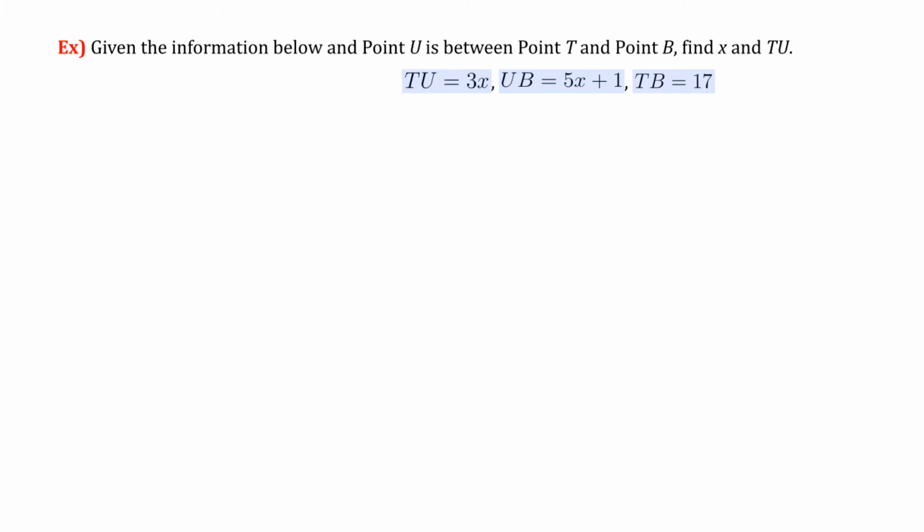All right, so first thing that we need to take care of is our picture. It says that point U is between point T and point B. So let's begin again with a segment. And because point U is in between, we know then that point U is going to go somewhere in the middle or somewhere on the inside. And then we will have point T and point B on the endpoints here.